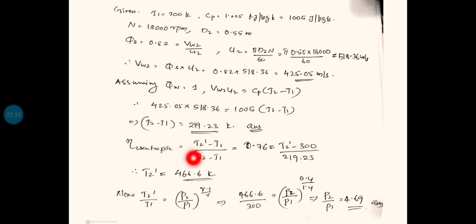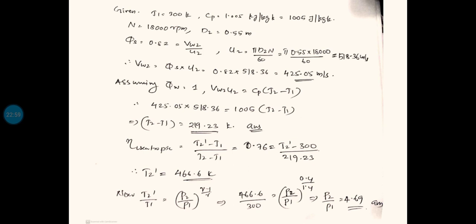Now isentropic efficiency is given as T2 dash minus T1 by T2 minus T1. It is given as 76%. So 0.76 equal to T2 dash minus T1 by T2 minus T1. This entire quantity, T2 minus T1, we got here as 219.23 Kelvin. So I am substituting here. So T2 dash equal to 466.6 Kelvin you got.